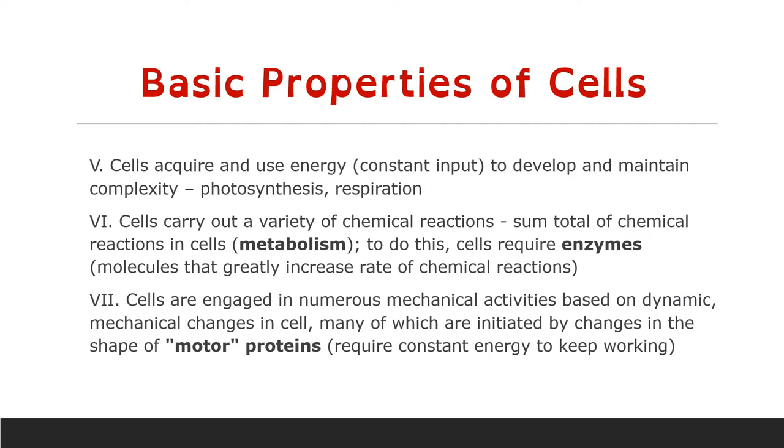So the next property would be the capability of cells to acquire and use energy to develop and maintain complexity. This is usually due to the contribution of the sun for plants for them to be able to produce food for themselves through the process of photosynthesis. And for animals, through respiration, and usually energy is generated from the environment, like the input or intake of sugar and glucose. Once this glucose or sugar is synthesized in the body, it will eventually produce ATP, or adenosine triphosphate, which is the product being utilized in the cell.